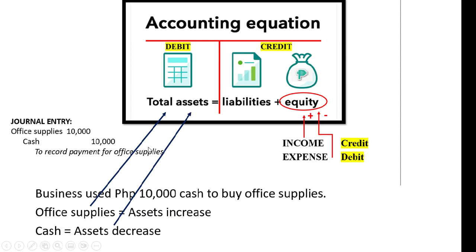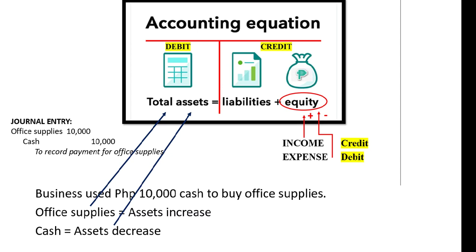Therefore, our journal entry should be a debit to office supplies because it's an asset that has increased. And a credit to cash because cash is an asset, and when we paid the 10,000 cash, that's a decrease in cash. So credit cash 10,000. And then the third line is a very short explanation of the transaction, and that is: to record payment for office supplies.